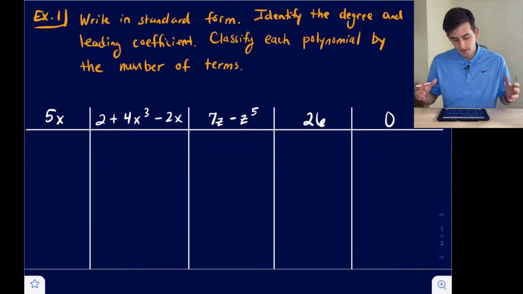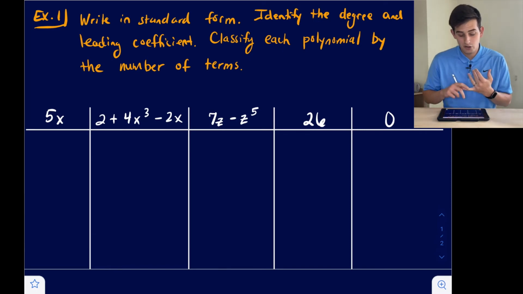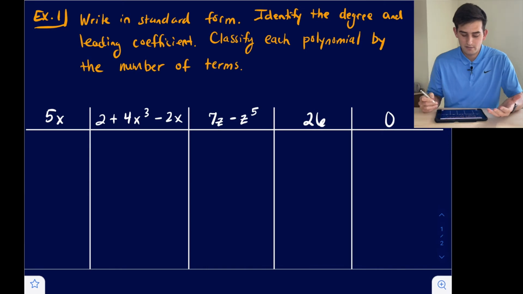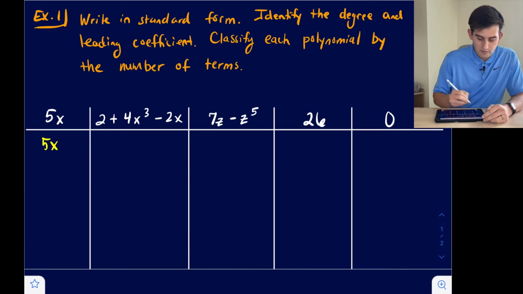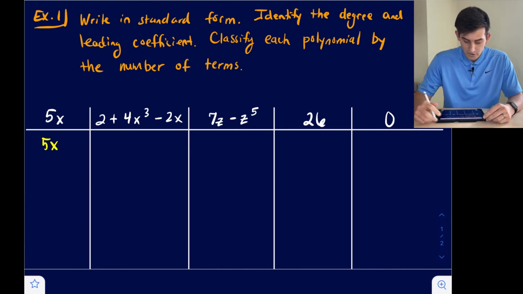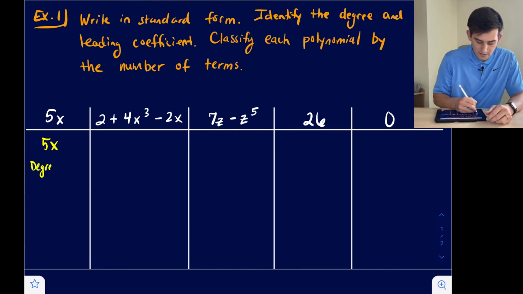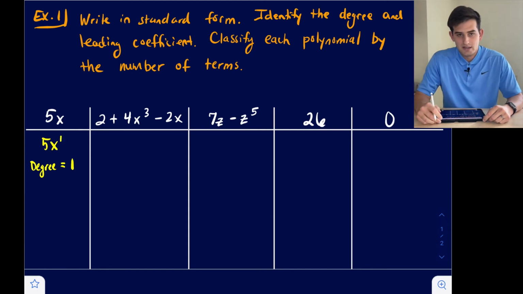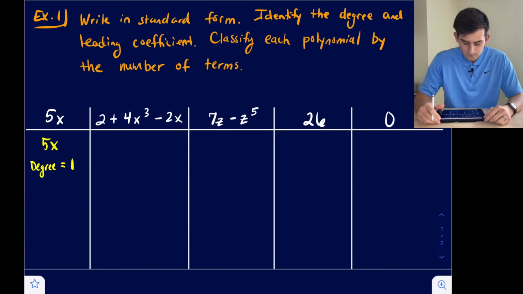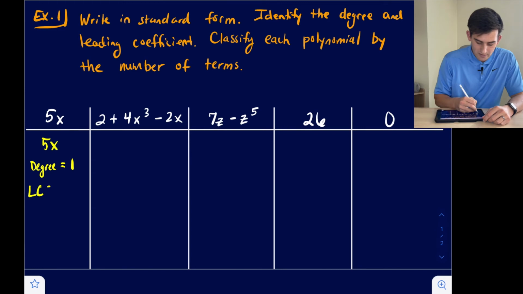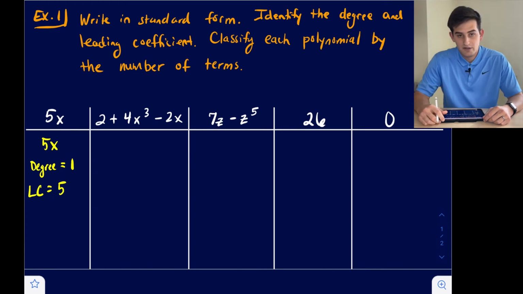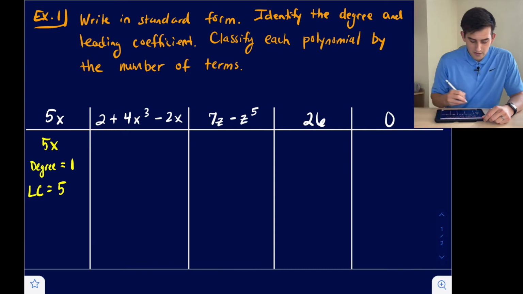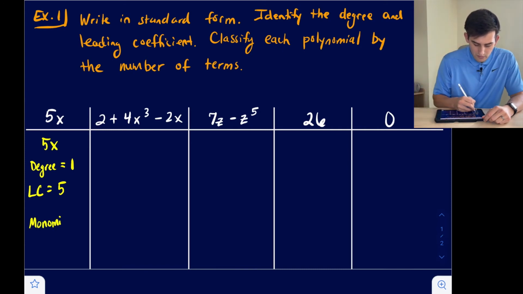All right, so now let's look at some examples. We want to write these polynomials in standard form, identify the degree and the leading coefficient if there is one, and classify each polynomial by the number of terms: monomial, binomial, trinomial. We'll start on the left with 5x. In standard form, it's just going to be 5x. We don't have to change anything there. The degree, notice we just have an x, so our degree is just 1. Why is it 1? Because if we just see x, that means there's actually an exponent of 1 there. The leading coefficient, I'm going to call that LC, would just be 5. That's our only coefficient. And let's classify. Since there's only one term here, this would be a monomial.